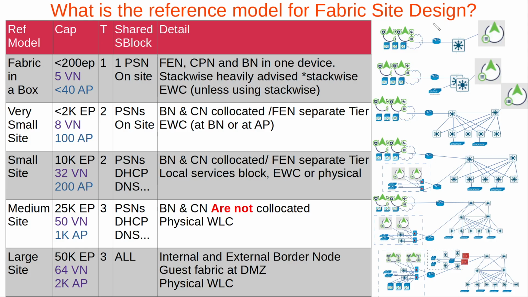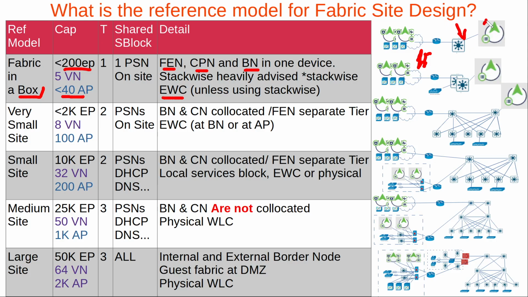So this is a guide that Cisco makes available to you so you can design your fabric depending on your needs. For instance, if you have less than 200 endpoints and less than 40 access points, you can go for fabric in a box design. This is a one-tier design. This means that you are going to deploy only one box, and this box will be performing the functions of fabric edge node, control plane node, and border node. And you can also run an embedded wireless LAN controller here, all in one box. That is known as fabric in a box.